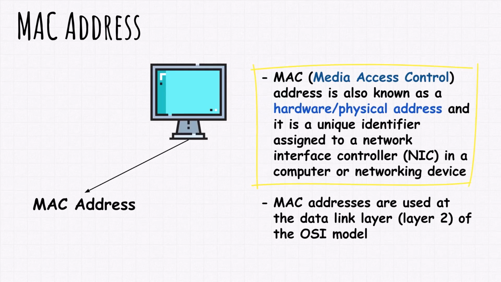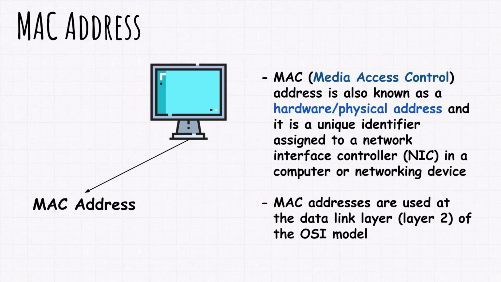A MAC, or Media Access Control address, also known as a hardware address or physical address, is a unique identifier assigned to a network interface controller or network adapter in a computer or networking device. Now, MAC addresses are used at the data link layer, or layer 2 of the OSI model, to identify devices within a local network such as an Ethernet or Wi-Fi network.